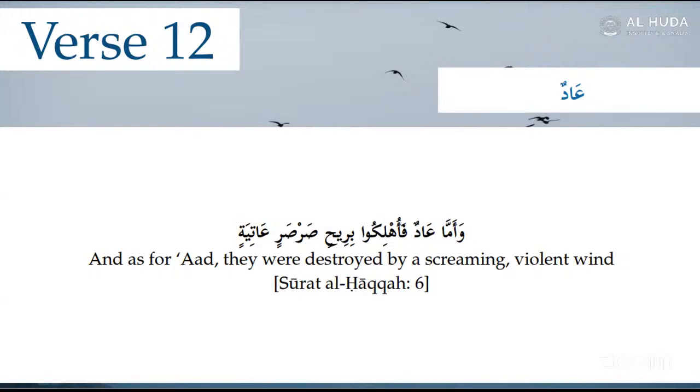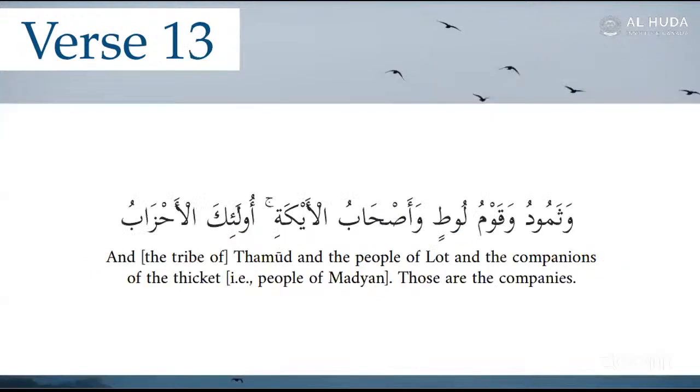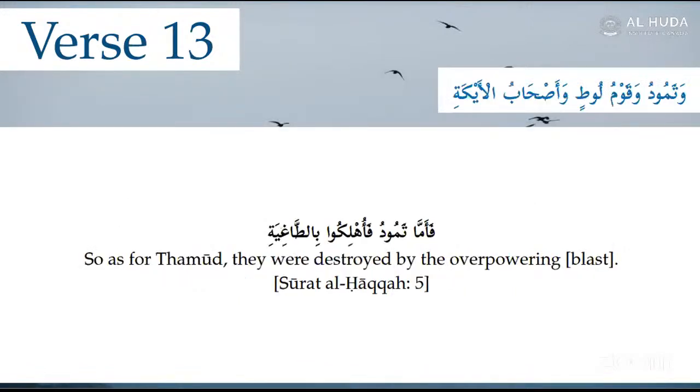وَثَمُودُ, and the tribe of Thamud, وَقَوْمُ لُوطٍ, and the people of Lut, وَأَصْحَابُ الْأَيْكَةِ, and the companions of the Aikah, the thicket, the people of Shu'aib alayhi salam. They lived in a region full of trees and forests. In Surah Al-Haqqah, verse 5, we learn فَأَمَّا ثَمُودُ فَأُهْلِكُوا بِالطَّاغِيَةِ. So as for Thamud, they were destroyed by the overpowering blast.